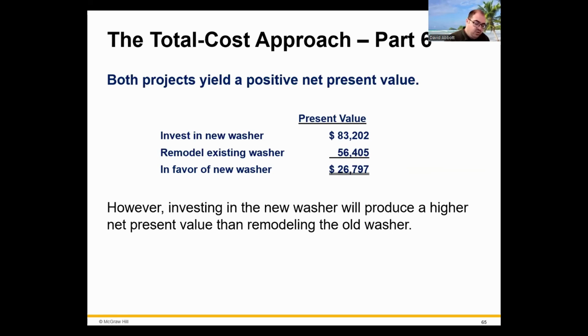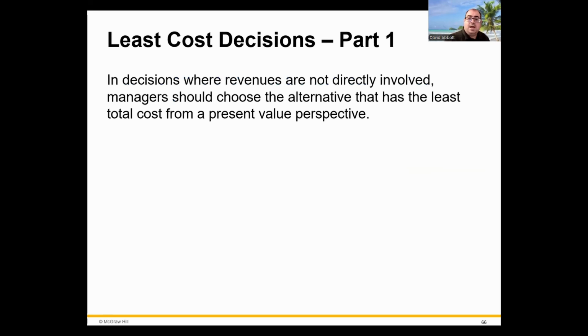While both projects yield a positive net present value, the net present value of a new washer alternative is 26,797 higher than remodeling. So they would be better off to just start over than to try to remodel. Okay, least cost decisions. In decisions where revenues are not directly involved, managers should choose the alternative that has the least total cost from a present value perspective.